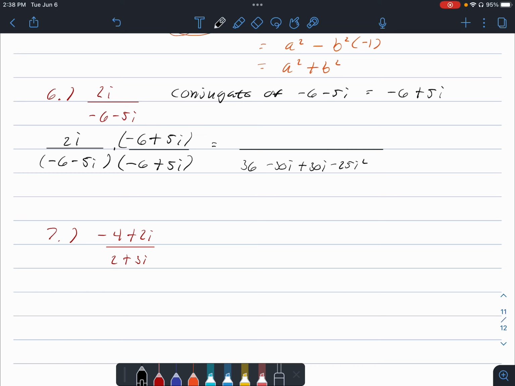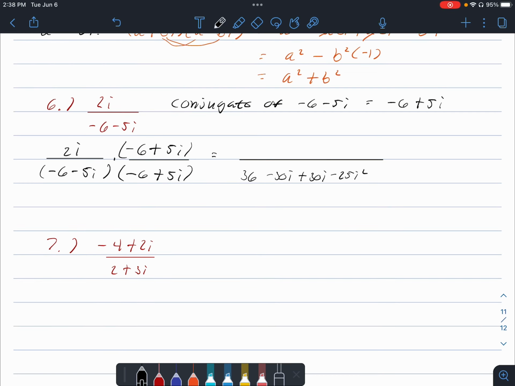Okay? And for the numerator, we can multiply this. We have 2i times negative 6 plus 5i. So we can just go ahead and distribute this 2i to the negative 6 and the 5i. So we'll have negative 12i, and then we'll have 2i times 5i. That will be plus 10i squared. Okay, cool. So let's go ahead and simplify this denominator as much as we can. We'll just keep the numerator the same for now.